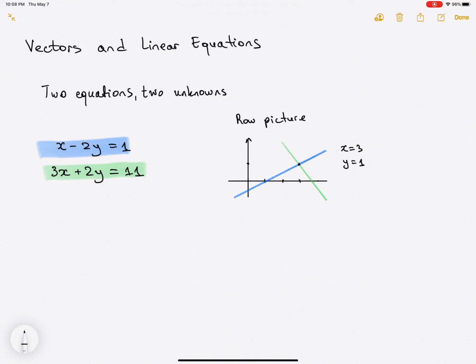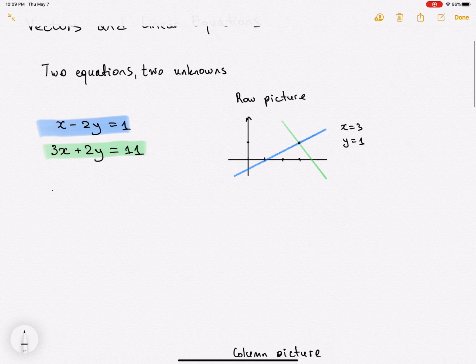Just by trial and error, you can see here that if you plug in a 3 for x and a 1 for y, you are going to get equality in both cases. Let's look at that very quickly. For the first equation, 3 minus 2 times 1 is indeed a 1. For the second equation, 3 times 3 plus 2 times 1 is really 11. So this point, 3 for x and 1 for y, is a solution to the two equations.